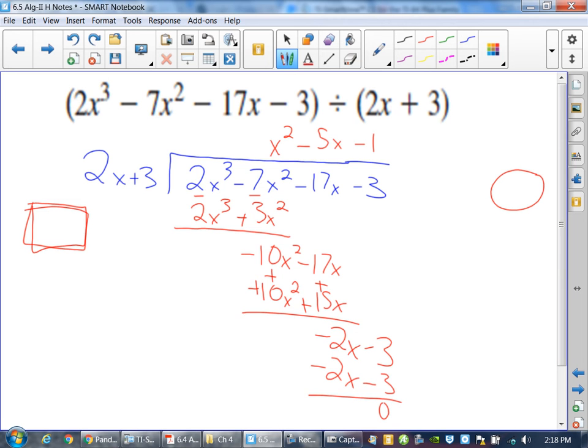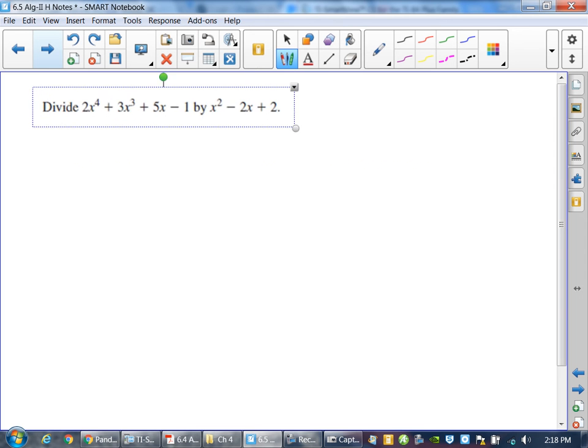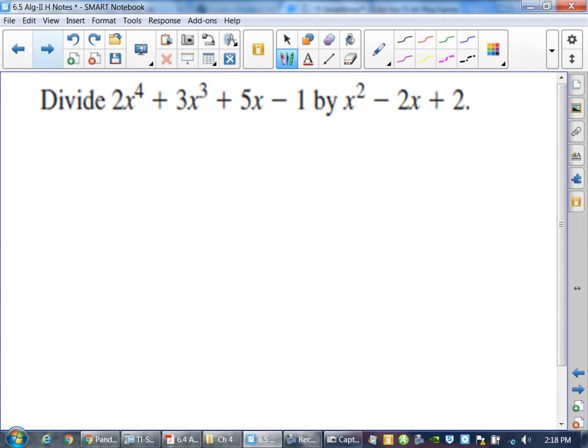Yeah, some of these can take a little bit of space. Right off the bat, we have a 4th degree polynomial, which means how many terms should it have? Should have 5, so we've got to figure out where we need to put a placeholder. I have x to the 4th, x cubed. I don't have an x squared, so I have to put a 0x squared. Very good.